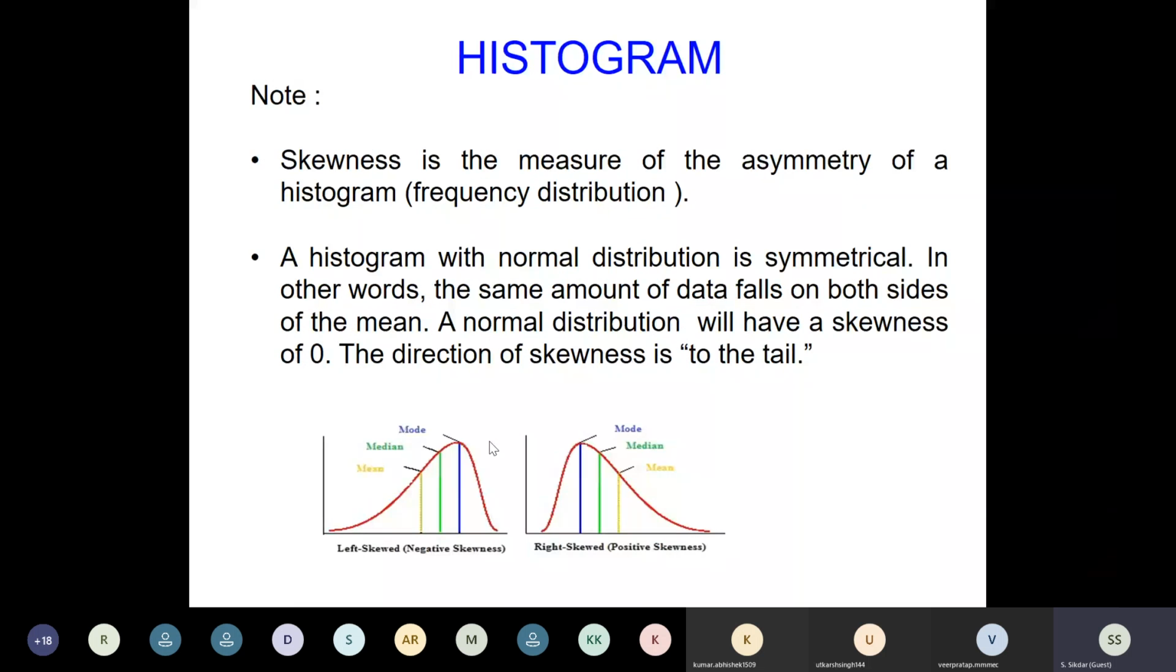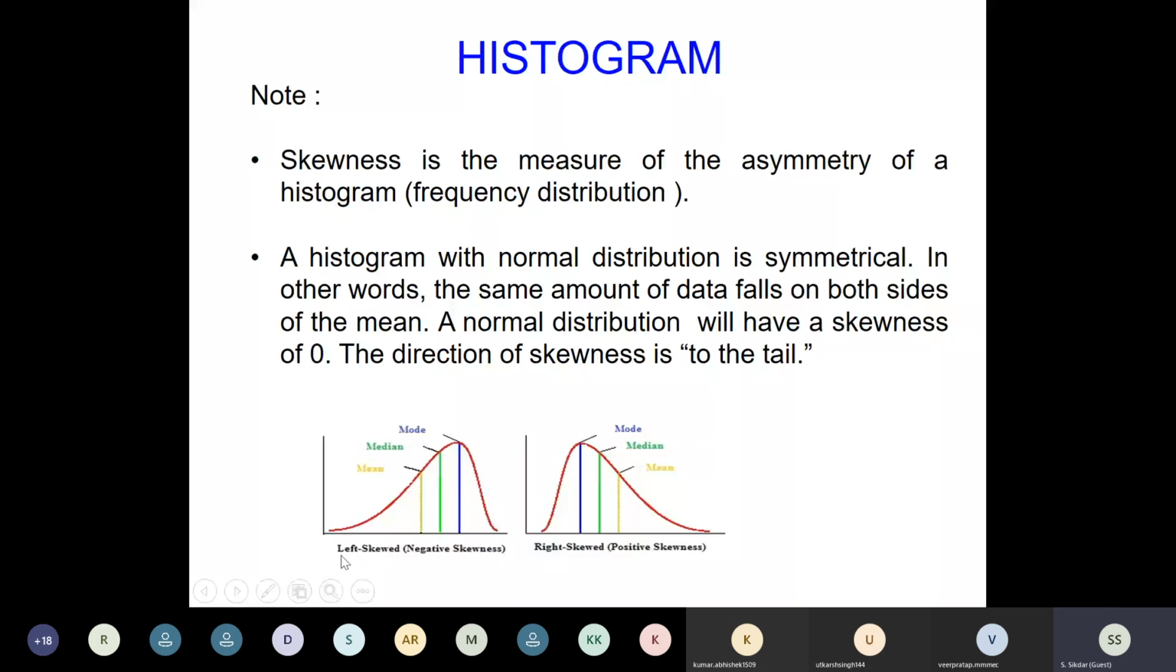Okay, not only that, there is also skewness. Skewness is nothing but the asymmetry of a histogram. If you plot it, like here in this diagram, you see that it is called left skewed, and this one is right skewed. Left skewed means that its tail is lying on the left hand side.